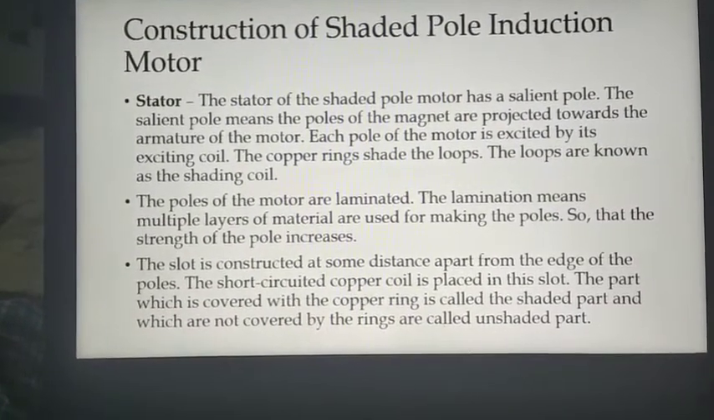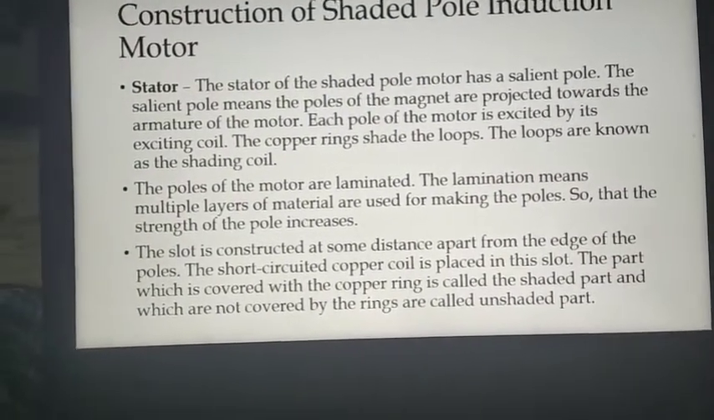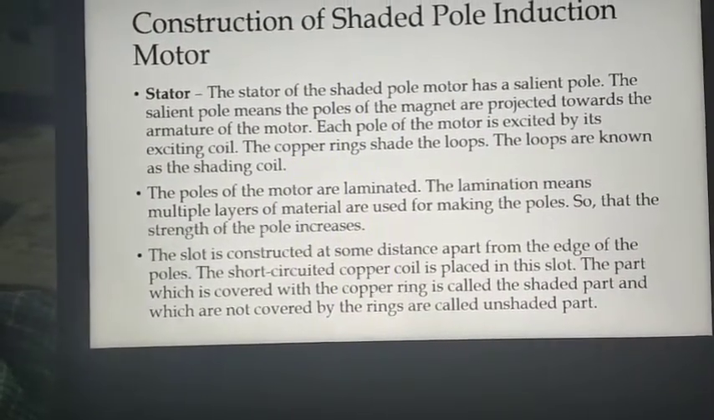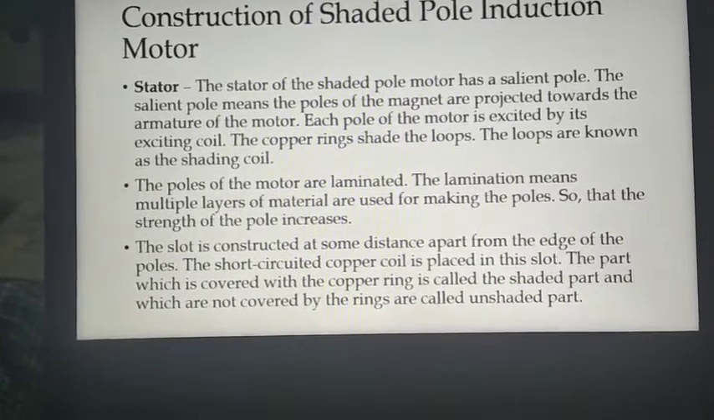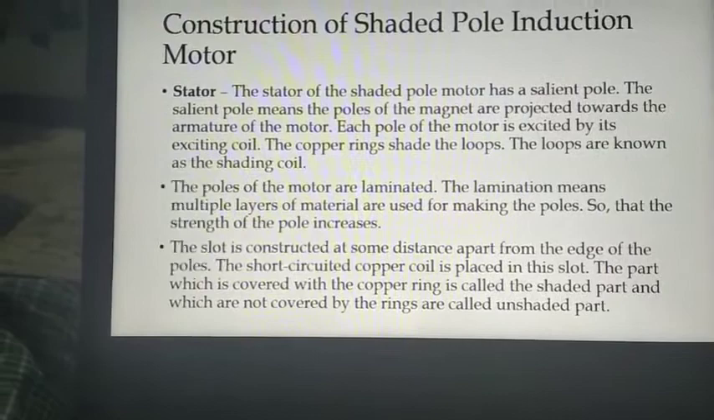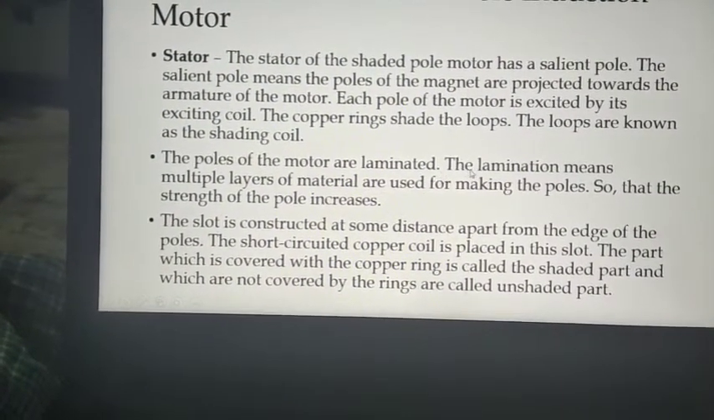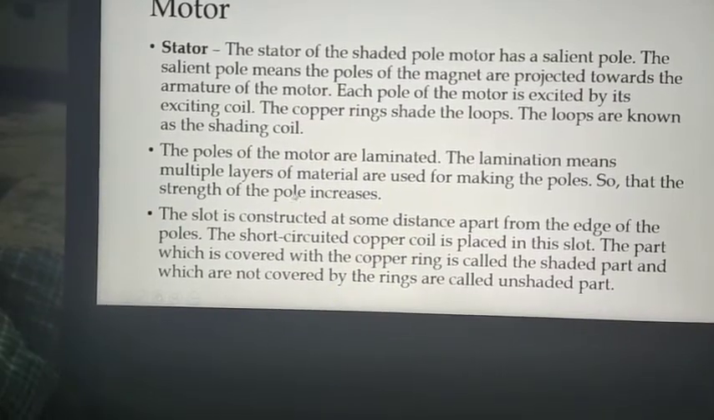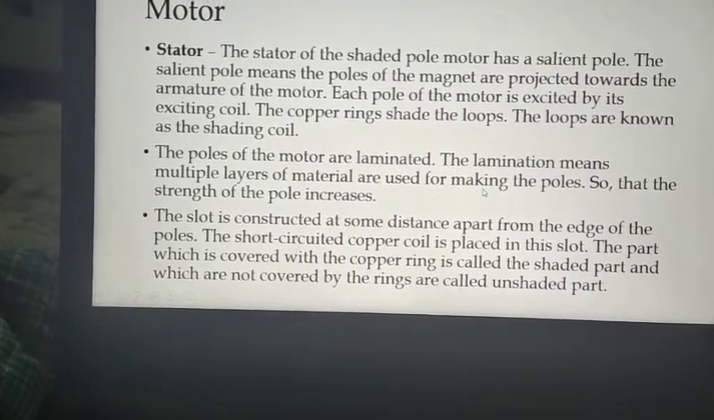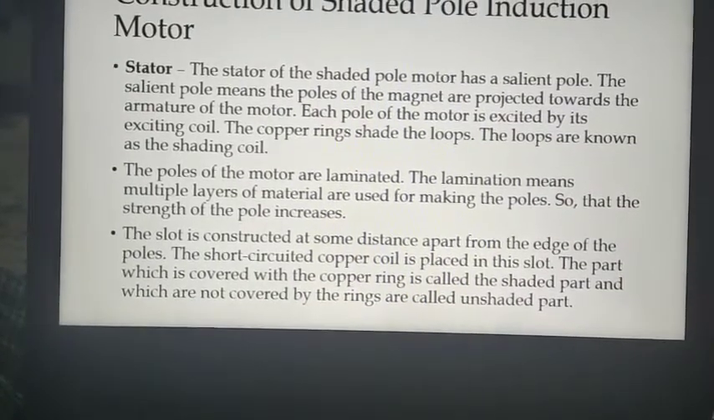Each pole of the motor is excited by its exciting coil. Exciting coil means it will be the source coil. The copper ring loops are known as the shading coil. The poles of the motor are laminated. Lamination means multiple layers of material are used for making the poles so that the strength of the poles increases.